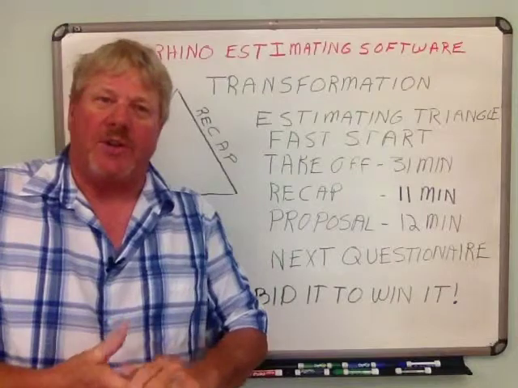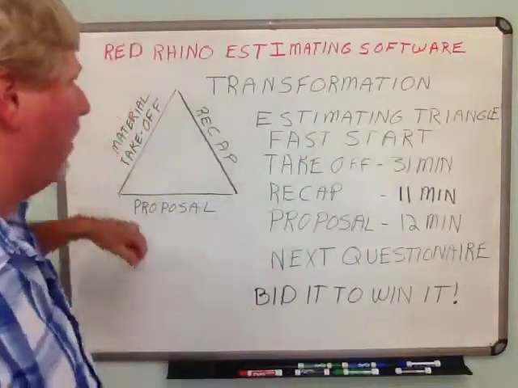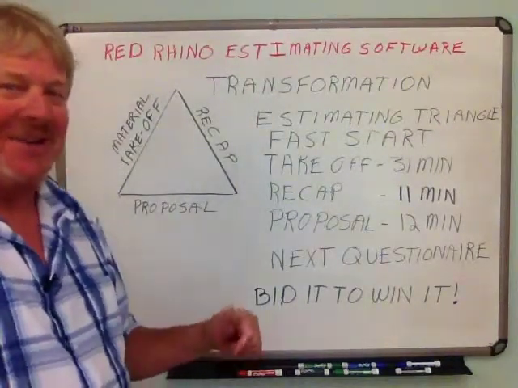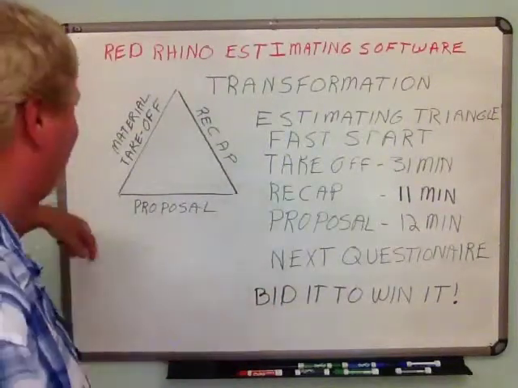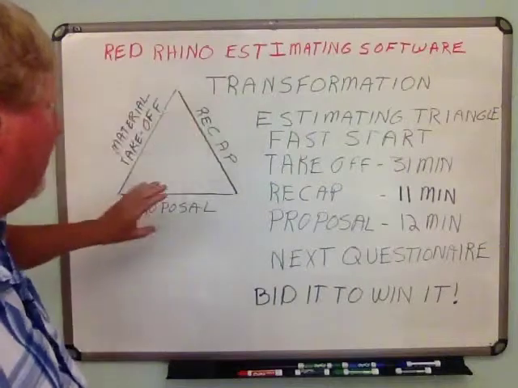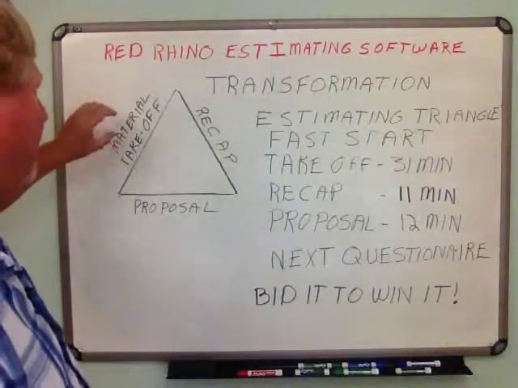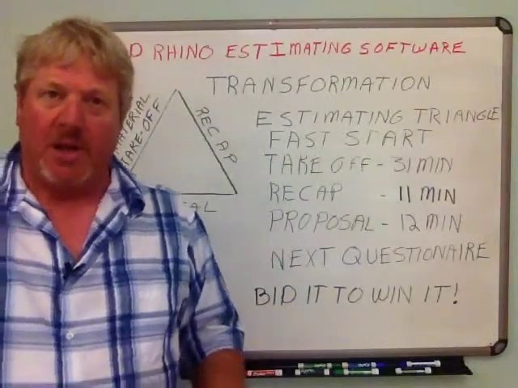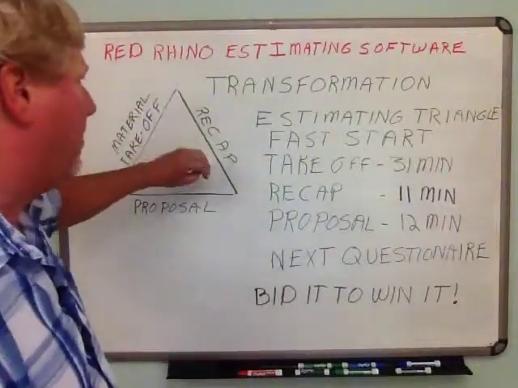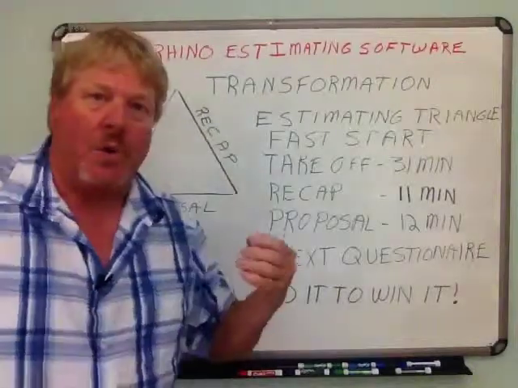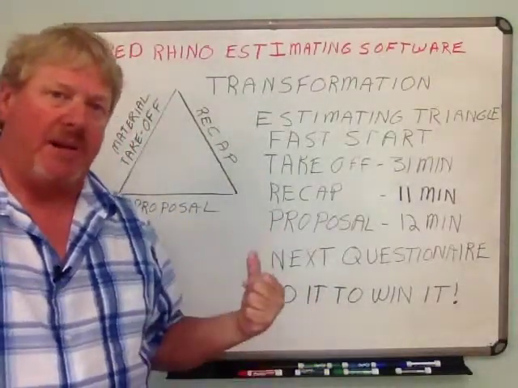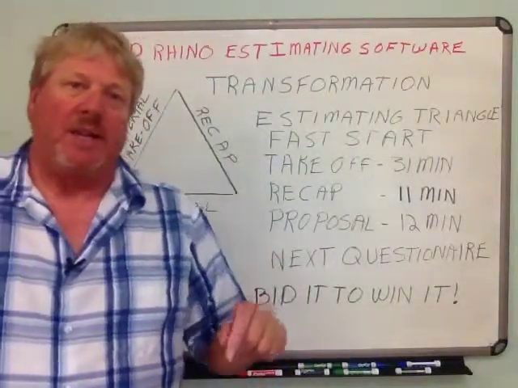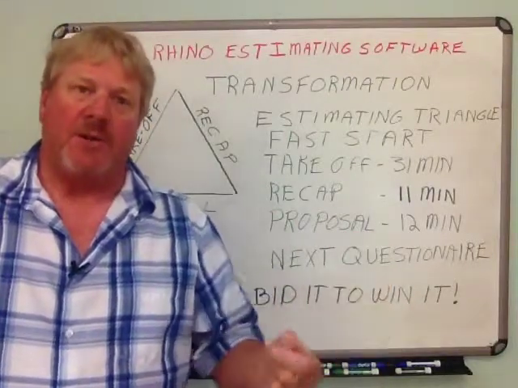Now, just to go through what's on the whiteboard, I'm going to step out of the way here. I've talked about the three components of estimating software, and we call it an estimating triangle: material takeoff, recap, and proposal. The material takeoff is where you make an exact material list and input those materials into the program. The recap is where you analyze your labor and materials, and input your quoted materials and expenses. Then you create a proposal. We call the proposal the deliverable to your customer. A proposal is what you're proposing to your customer for what price.